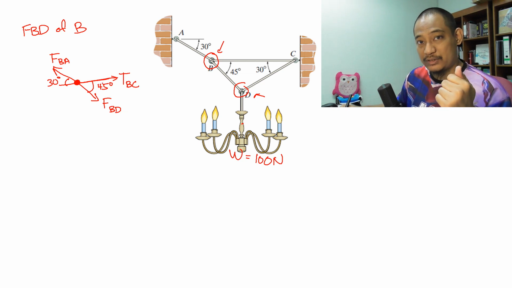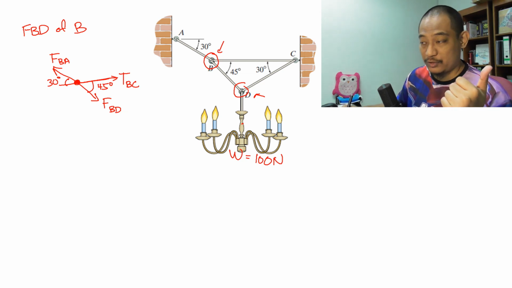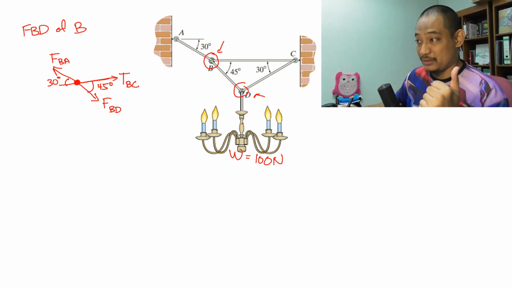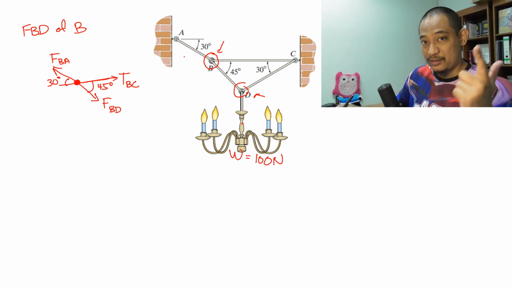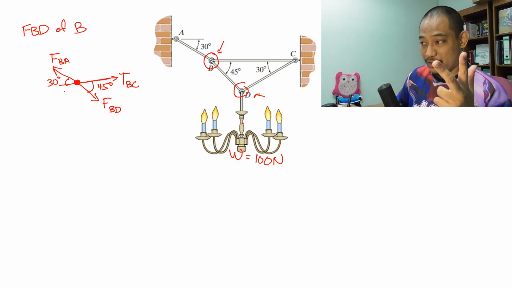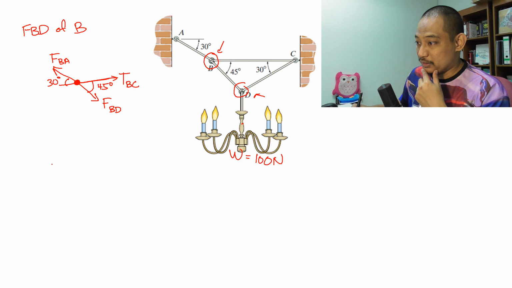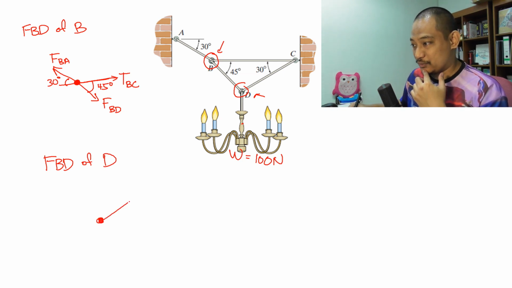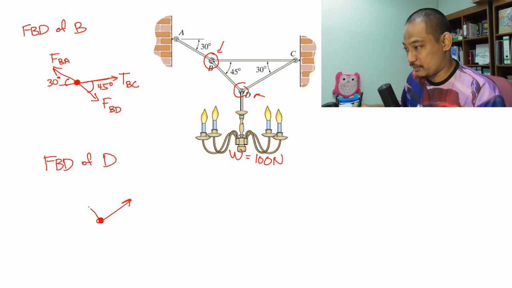So again, step by step: select the body. Here the body is ring B. Draw all the forces, all the unknown and all the known. The angle is known here, right? So another free body diagram of point D. The body is D itself, and then all the forces. So you have, okay, you have here, and then you have here.